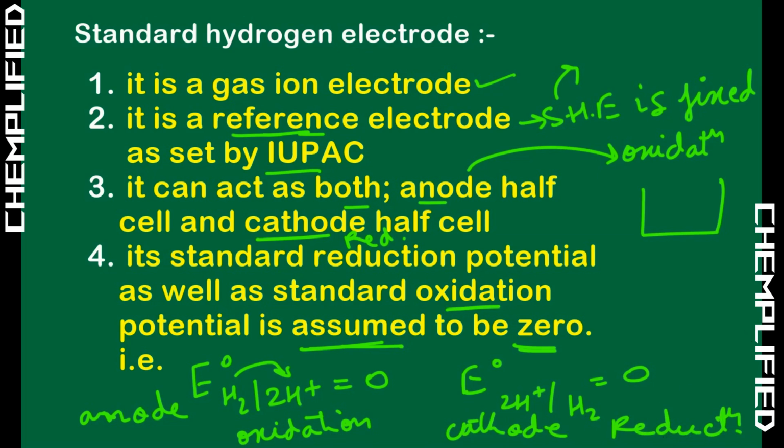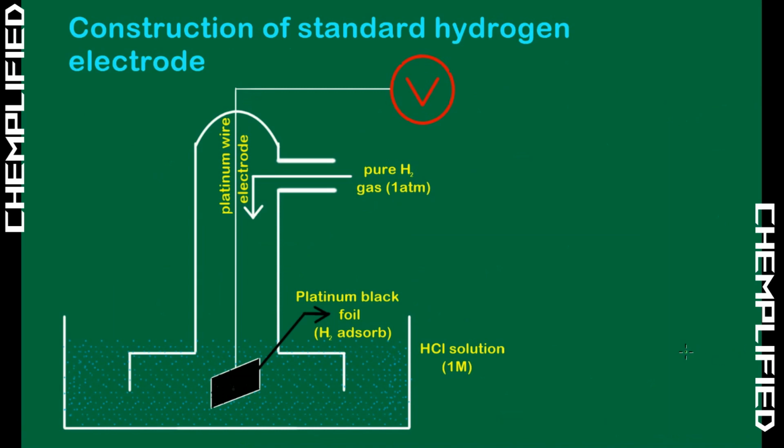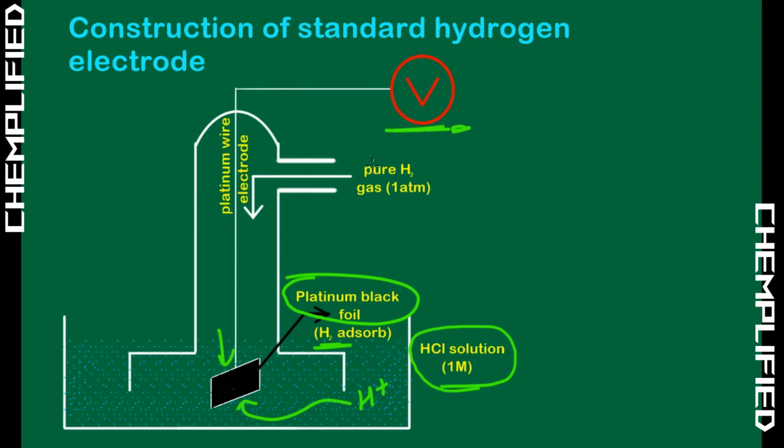Now let's start with the first point, gas ion electrode. Before that, let's try to understand the construction of the setup of standard hydrogen electrode. First of all, there is a container which consists of, most important thing, 1 molar HCl solution. The presence of 1 molar HCl solution only means that there is H plus ion present in the solution. Now there is this platinum black foil which can absorb this H plus and produce H2 gas, right? This platinum foil is connected through a wire to the voltmeter to detect the flow of electron. It will show some reading if there is flow of electron, right?